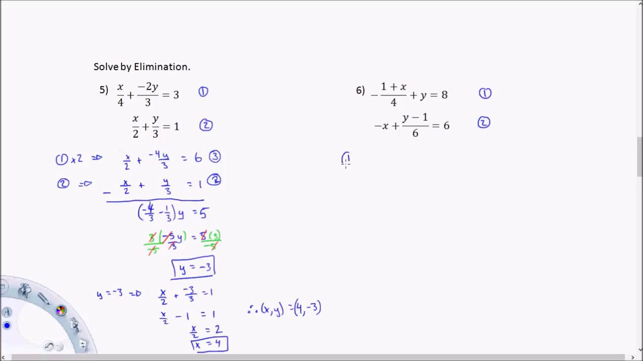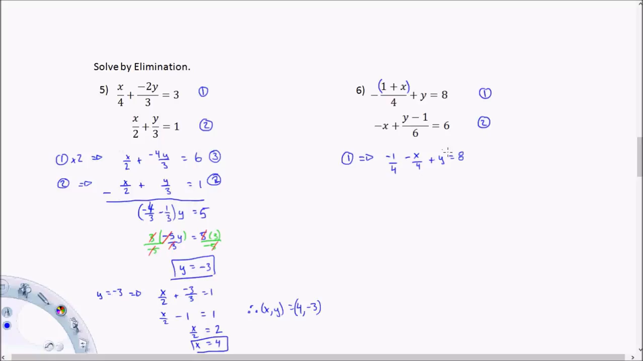So let's take equation 1, and let's expand this fraction here. So we realize that this negative is leading over this entire numerator. So we have negative 1 over 4, and then we're going to expand the negative into the second part here and have negative x over 4 plus y equals 8.